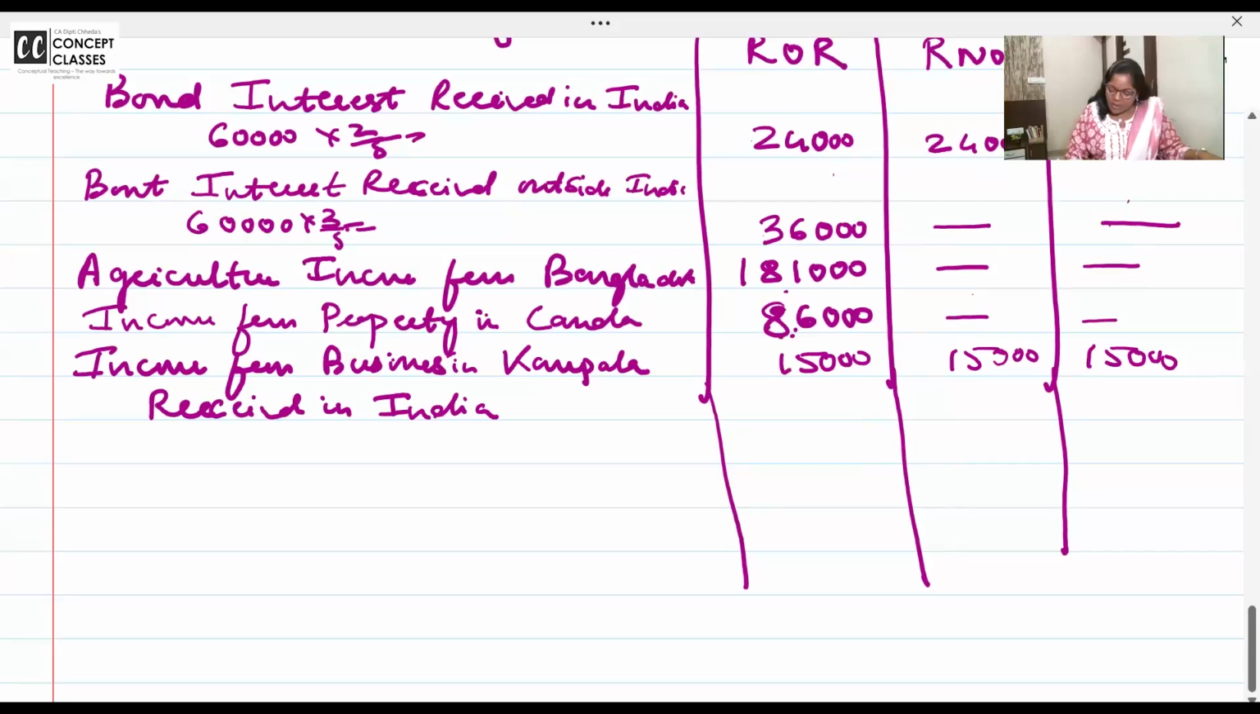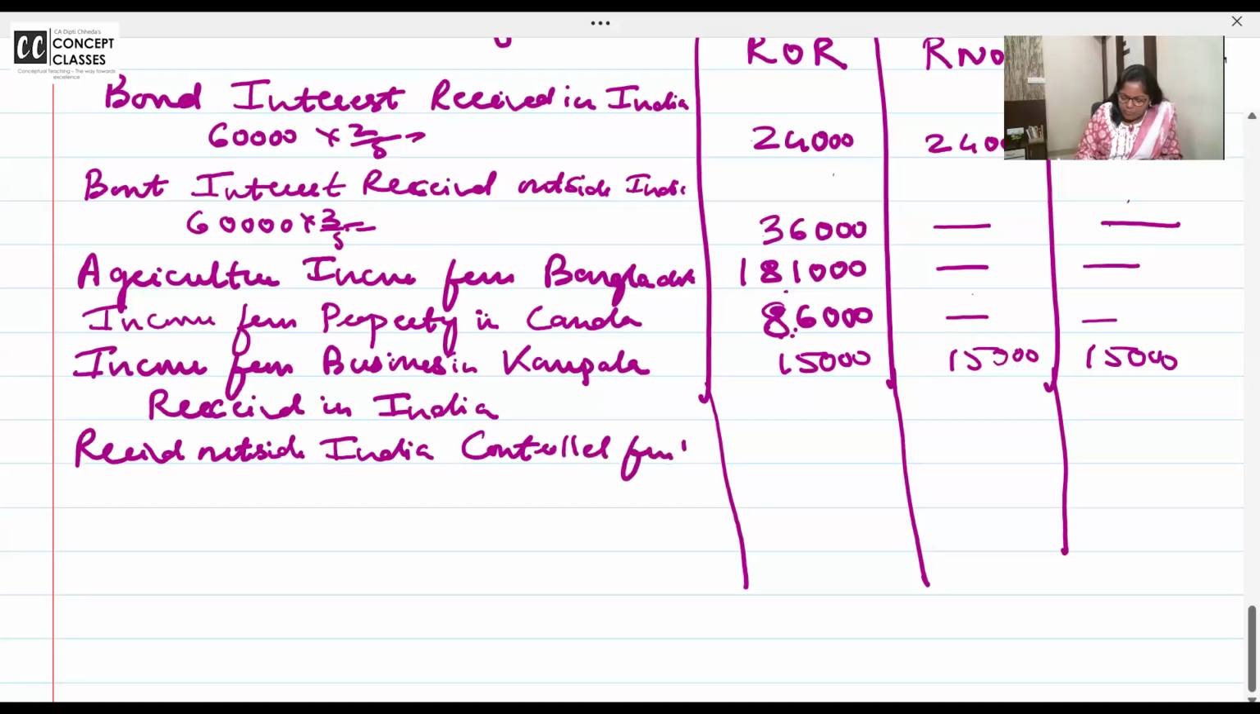And the remaining 50,000 will be taxable for whom? I want all of you to tell me the answer. Remaining 50,000 will be taxable for first column, second column, or third column. Received in Kampala, but business is controlled from India. It will be for R and ROR. Received outside India, controlled from India. For the first two. Very good.